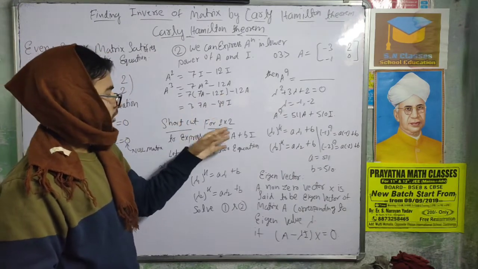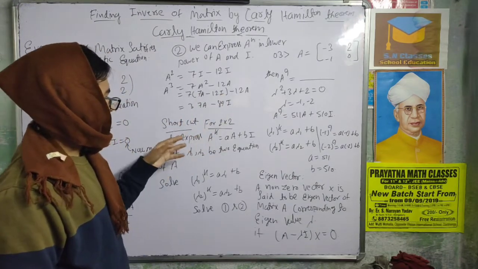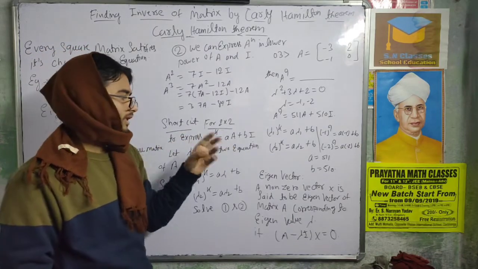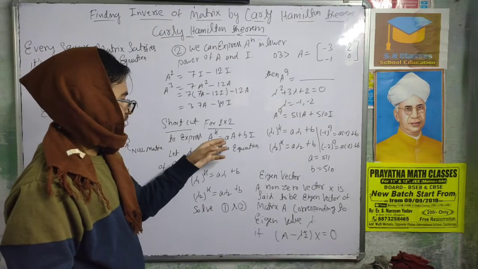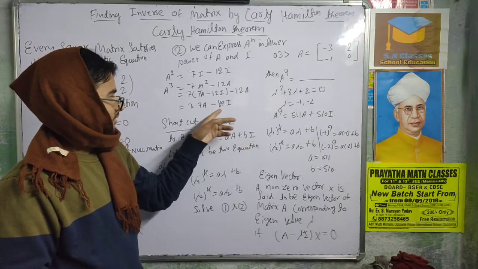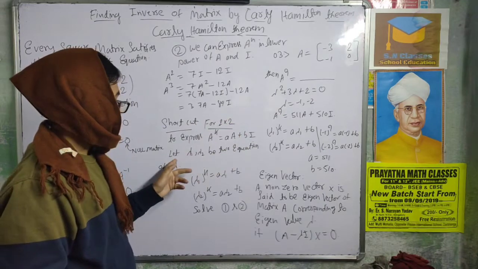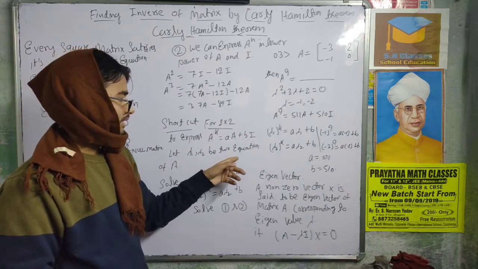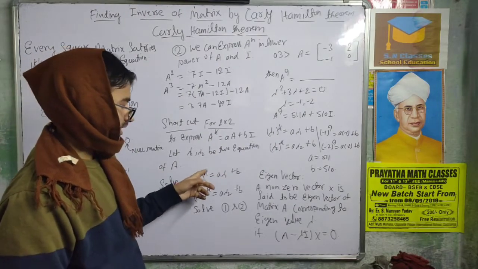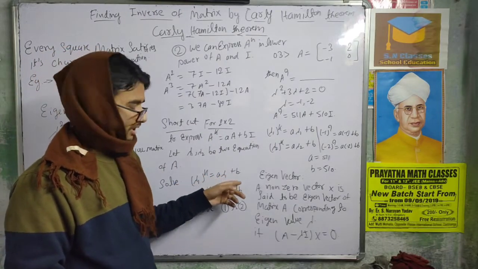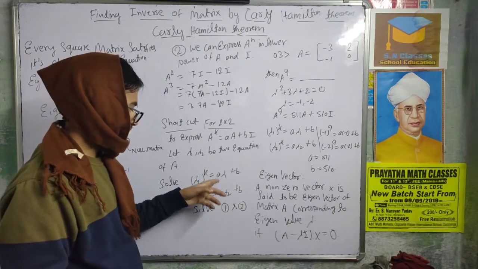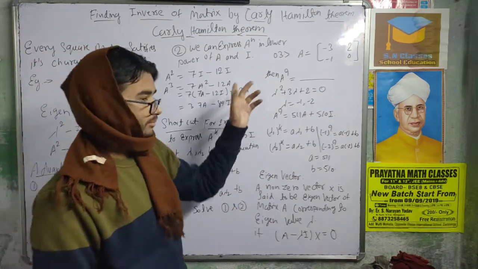As a shortcut, for a square matrix you can express A to the power k, where k can be 1, 2, 3, or any number, as equals a times A plus b times I. So we can find lambda 1 and lambda 2 by solving these two equations: lambda 1 to the power k equals a lambda 1 plus b, and lambda 2 to the power k equals a lambda 2 plus b. Solving these two equations, you will get a and b values.